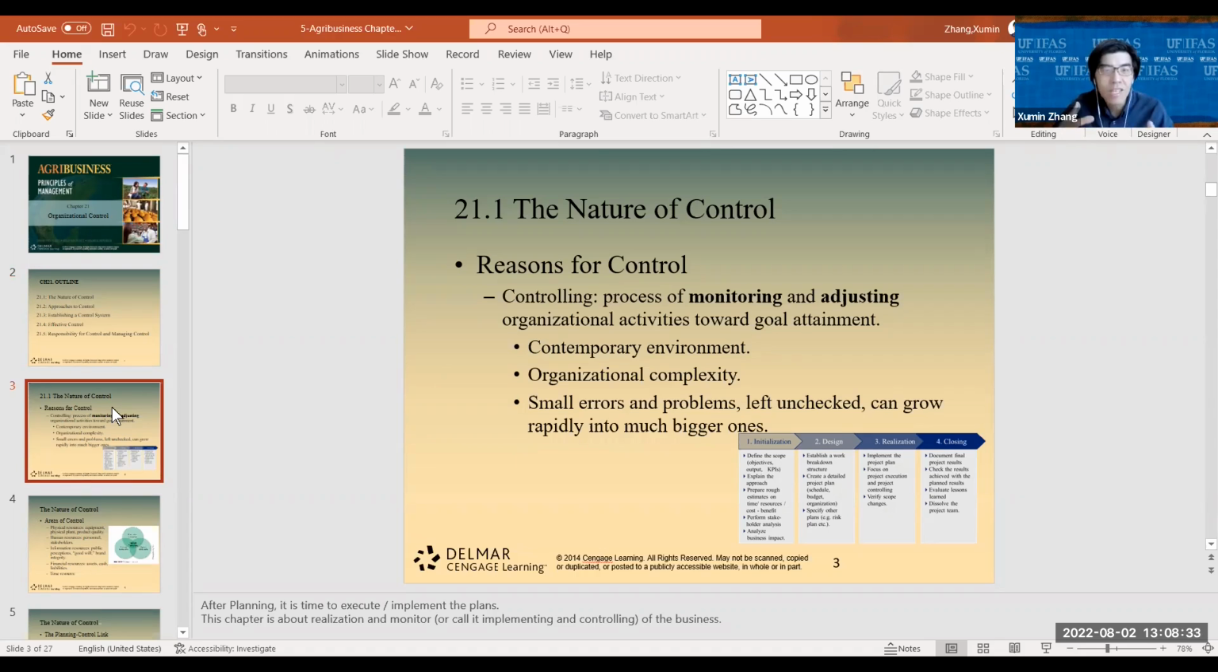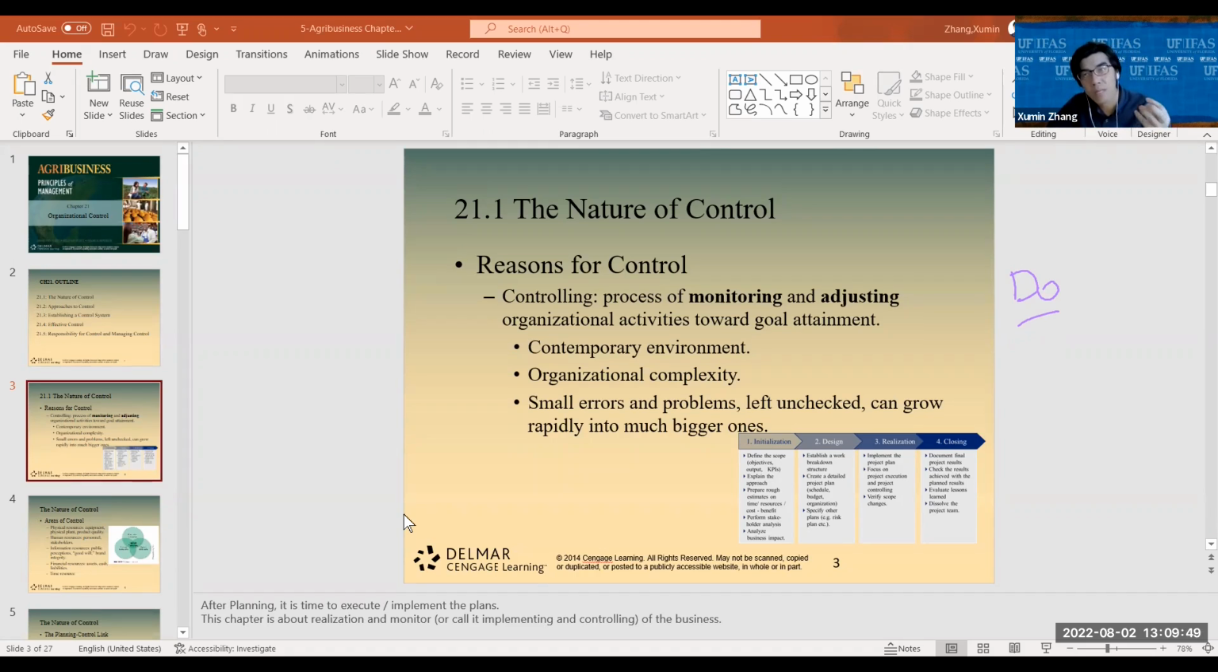After planning, it is time to implement the plan. So we have goal setting, talk about the strategy, talk about the tactics, and then we have the plan. Before control, we needed to do something: we needed to implement, we needed to execute. I always want to remind you, people skip this step, this do step. But actually this do is very important.